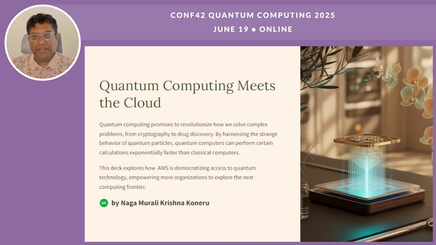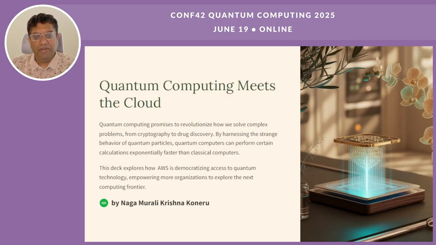Hello everyone, this is Naga Krishna Koneru. I am a technical architect with over 11 years of experience in AWS cloud and automations. Today, I'm going to discuss quantum computing and its implementation on AWS cloud.